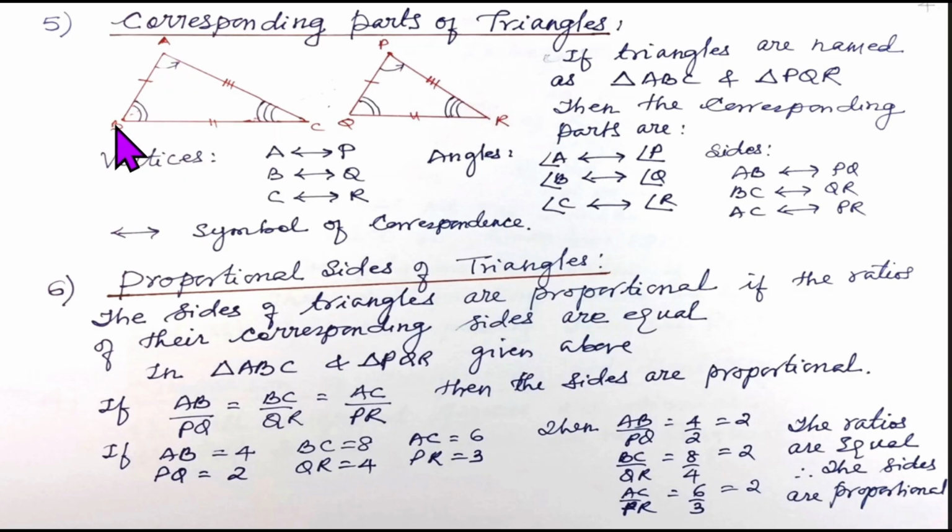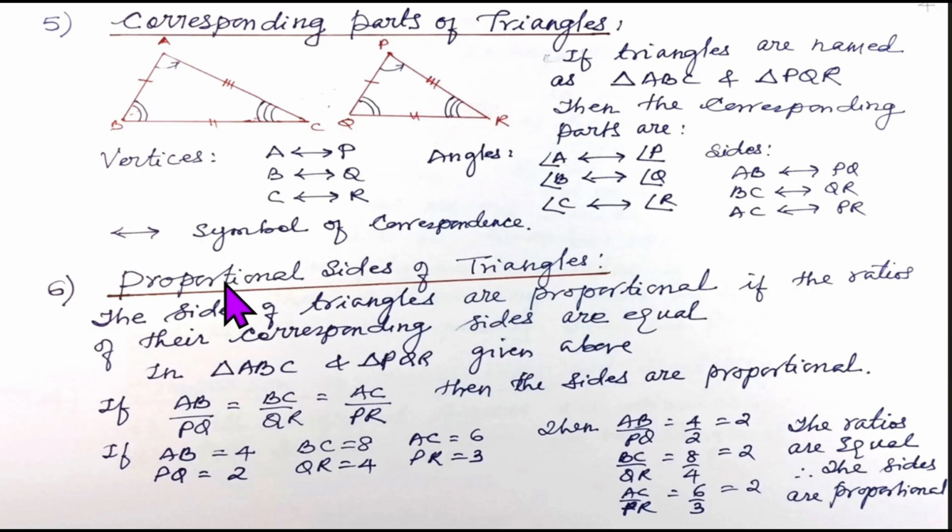If I take the sides AB corresponds to PQ, BC corresponds to QR, and AC corresponds to PR, this correspondence holds only if I name the triangles as ABC and PQR. Rather, A should correspond to P, B should correspond to Q, then only this correspondence holds. Otherwise, it does not hold. So remember, the corresponding parts of triangles is a very, very important basic as far as learning of similar triangles is concerned.